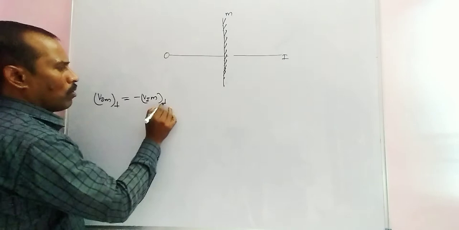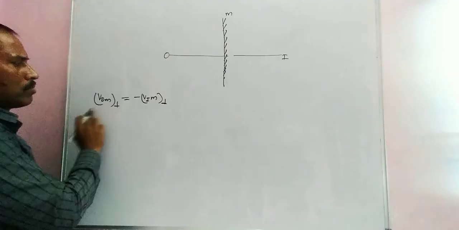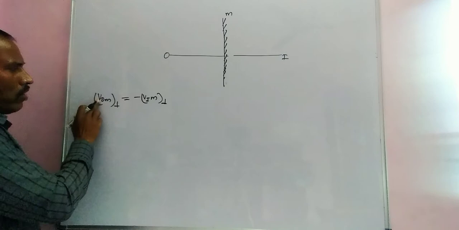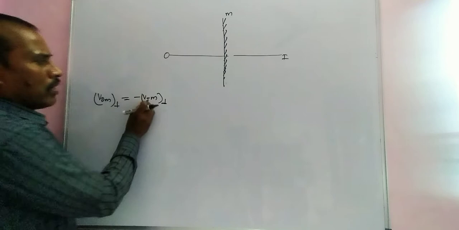Idi object and mirror both are perpendicular directions. Here object and image both are in perpendicular directions. Perpendicular direction means this is the perpendicular. Velocity of the object perpendicular to the image. So here VOM means the velocity of the object with respect to the mirror. Here VIM means the velocity of the image with respect to the mirror.